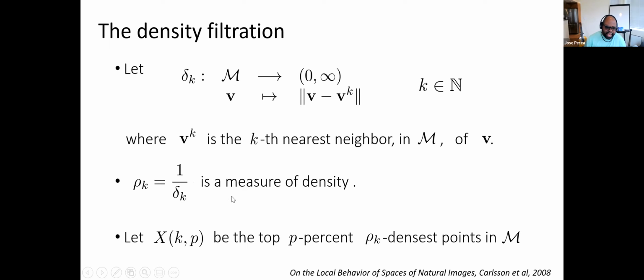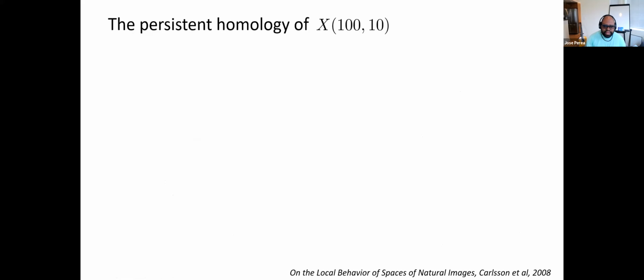Right? And then we can look at the top densest points inside of the data, measured through distance to their nearest neighbors, okay? So if something is very dense, all of its neighbors are very close, and then this rho K is going to be very large, okay? So here's the answer that Carlsson and others got when they looked at this data.